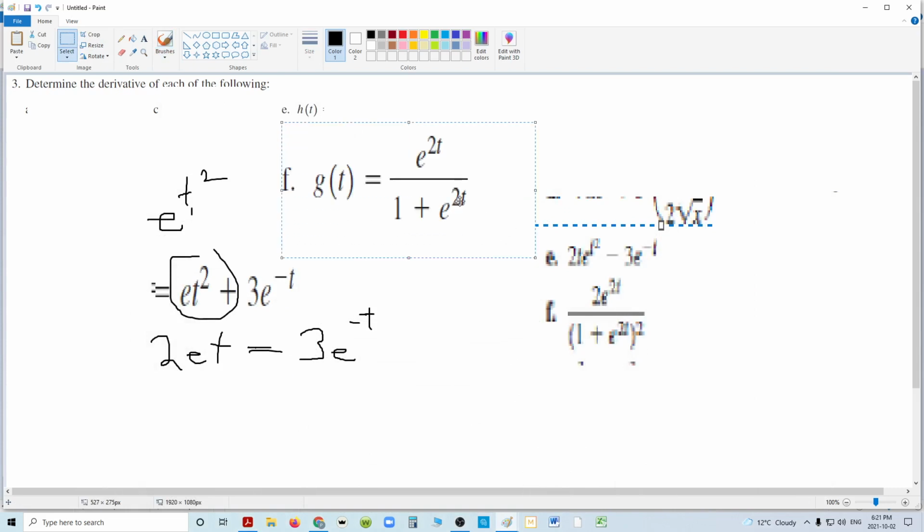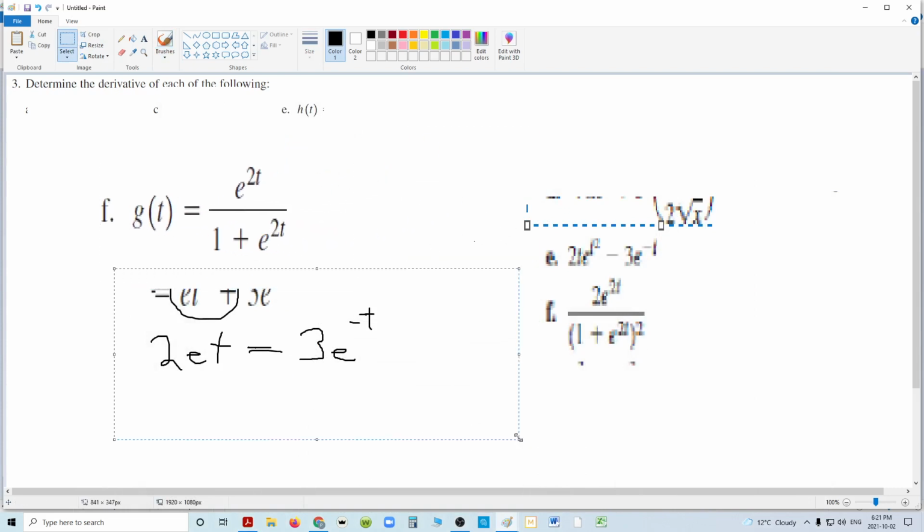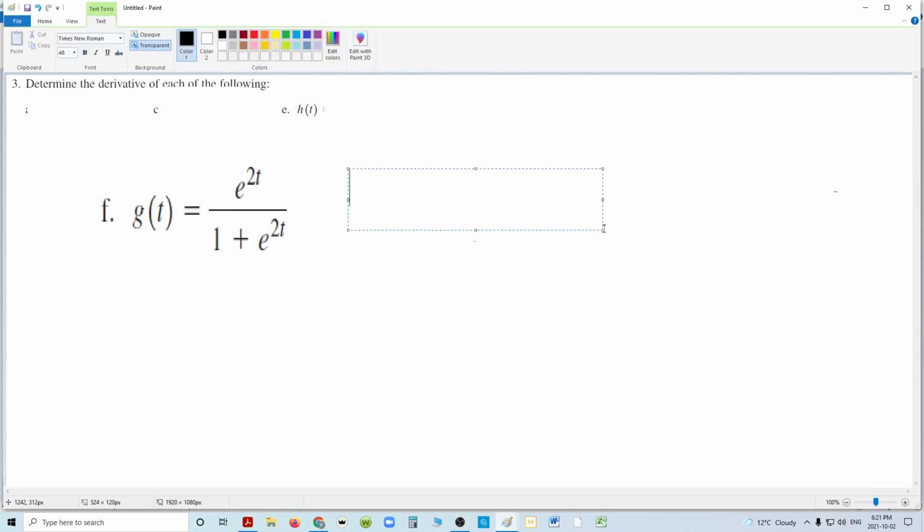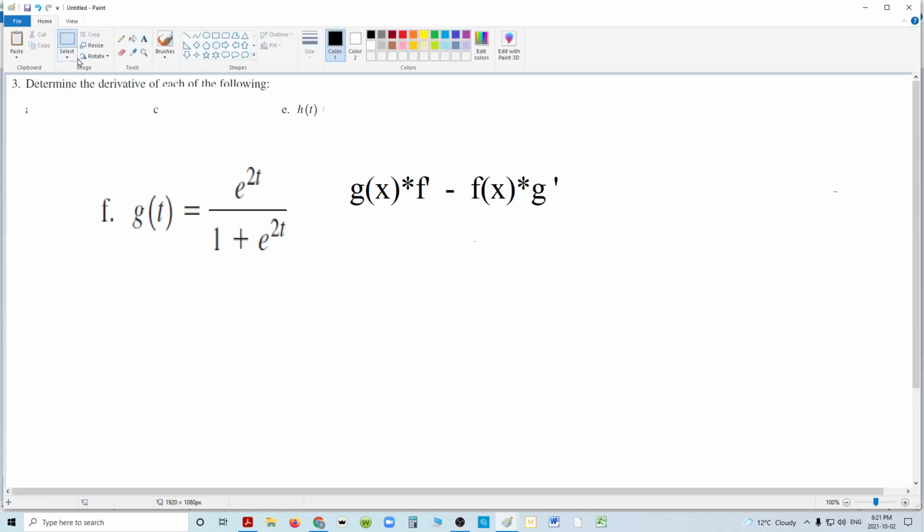It wasn't rocket science. Here you had to take the quotient rule. So again, the quotient rule says I'm going to take the bottom quotient and multiply it by the derivative of the top, the numerator, and I'm going to subtract the top quotient multiplied by the derivative of the bottom, all of it over the bottom squared.